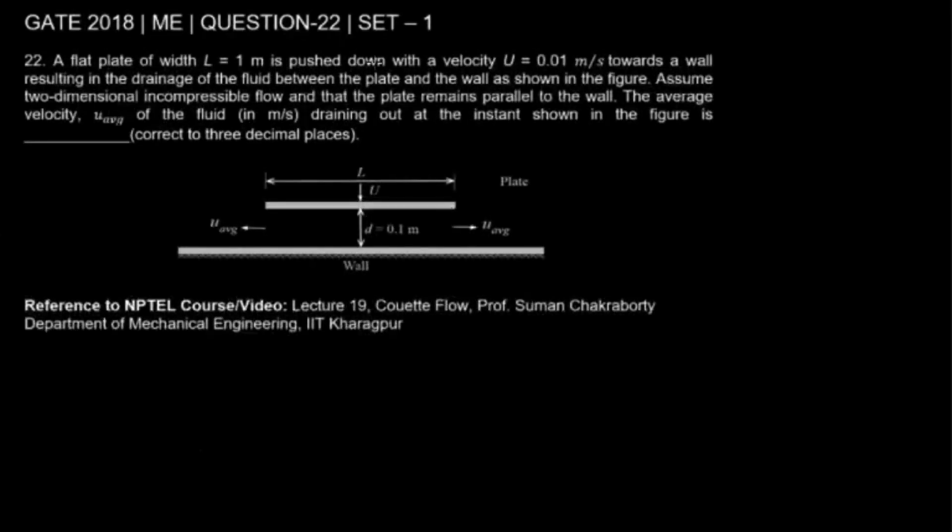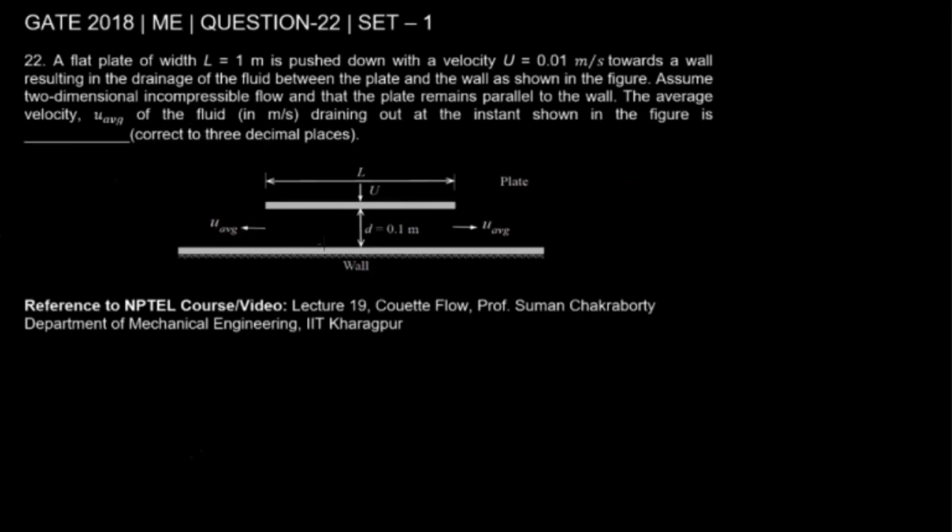A plate is pushed down with a velocity of 0.01 meter per second towards a wall, resulting in the drainage of the fluid between the plate and the wall as shown in the figure. Assume two-dimensional incompressible flow and the plate remains parallel to the wall. The average velocity of the fluid in meter per second draining out at the instant shown in the figure is ______ meter per second, corrected to 3 decimal places.